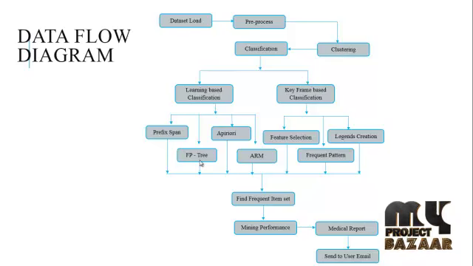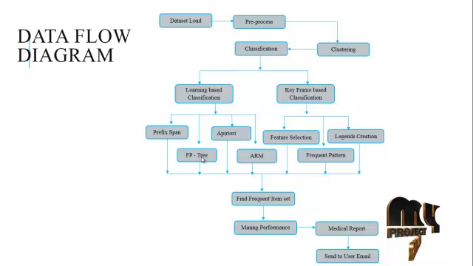Next is the FP tree. FP tree means frequent pattern tree. After getting the frequent items as the result, we find the tree based on our dataset. Next is Apriori. Apriori is one of the algorithms for finding frequent items. Association rule mining is another machine learning algorithm. With this part we will find the frequent data.